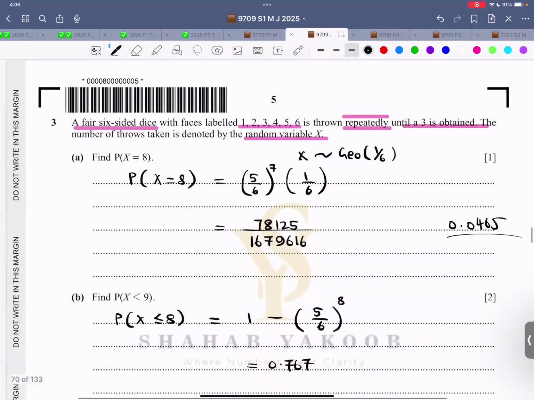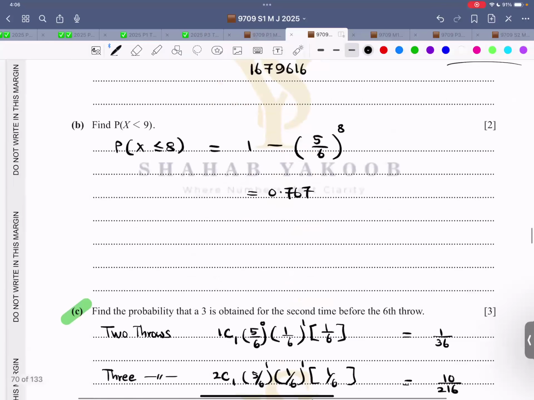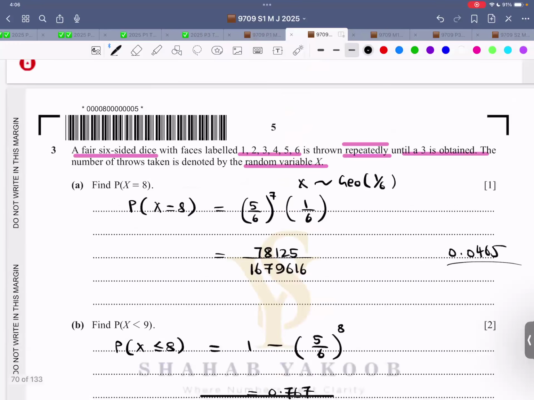Question number 3. Now, this looks like a question of geometric. And the last part was a tough one. So now over here, it says a fair six-sided dice with faces numbered 1, 2, 3, 4, 5, 6. It's a fair die. All the probabilities are 1 over 6. It's thrown repeatedly until a 3 is obtained. Until, that means it's a geometric probability distribution question. So this is geometric probability distribution scenario.